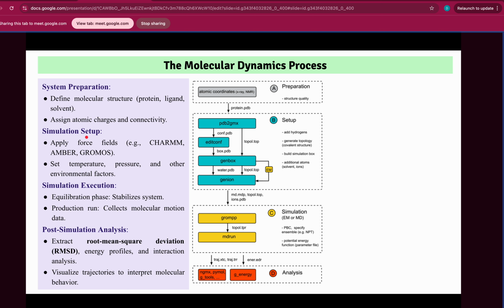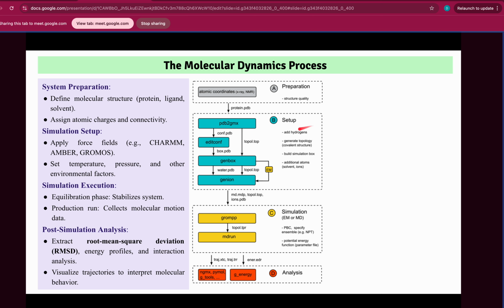Then comes simulation setup, in which we apply different force fields, for example CHARMM, AMBER, GROMOS. We set temperature, pressure and other environmental factors. If we want to study a protein under particular temperature conditions, we can define constant temperature conditions, or we can set a constant pressure, or change it, so we can study the fluctuations with respect to changing pressure or temperature conditions. All those things come under simulation setup. So this is our second step.